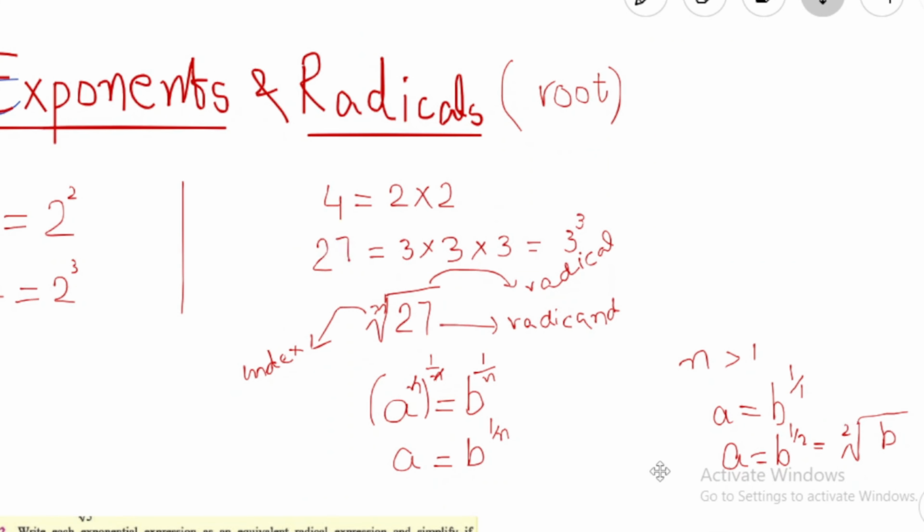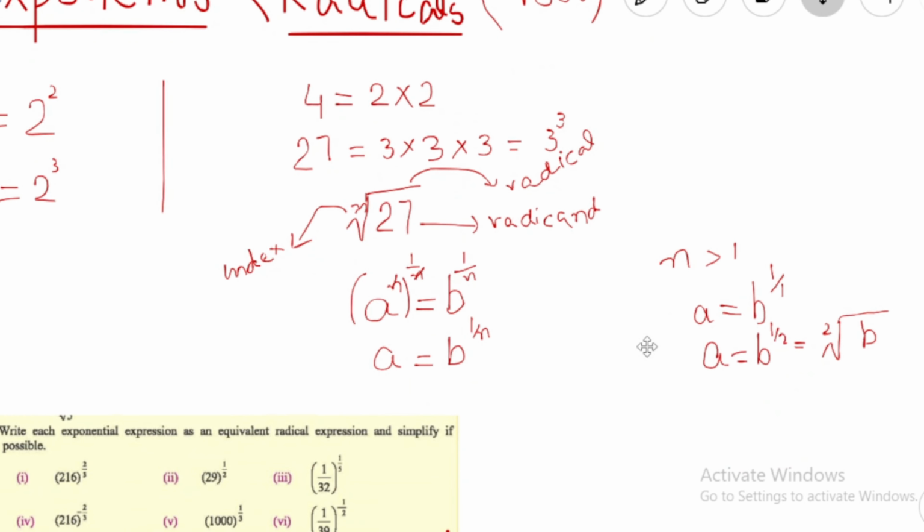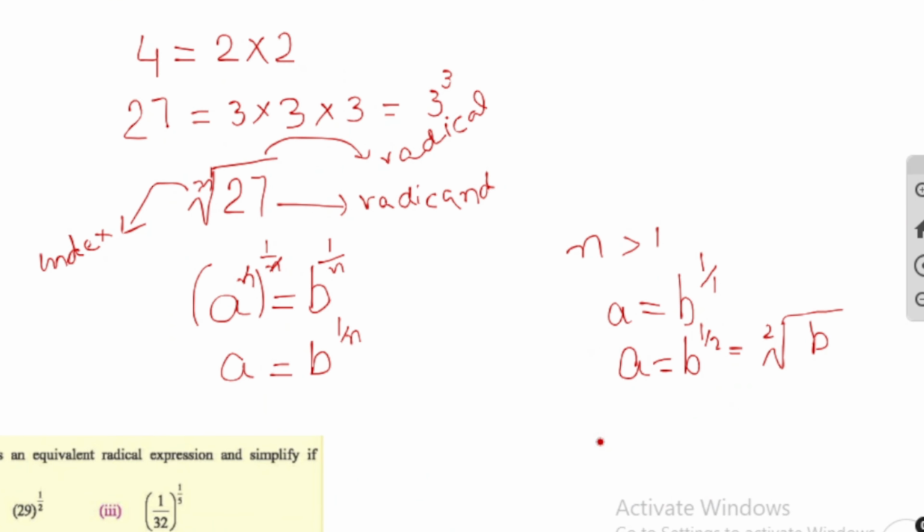Otherwise, the other way to do this is, for example, if we have b raised to the power 1 over 3, that will simply be the cube root of b. Hope this is clear till now: what are powers, what are exponents, and what are roots, so radicals.